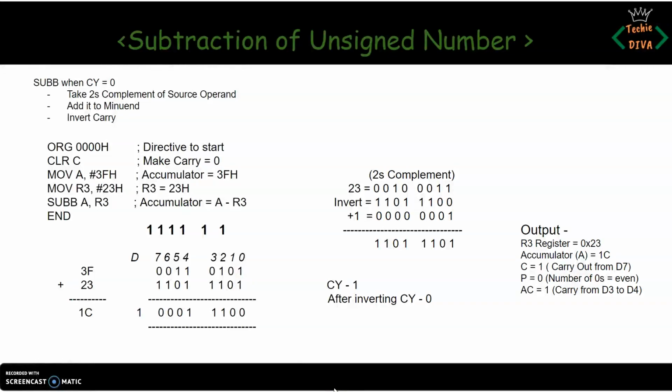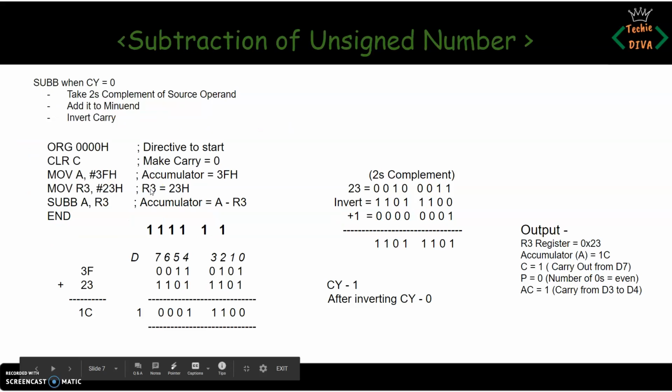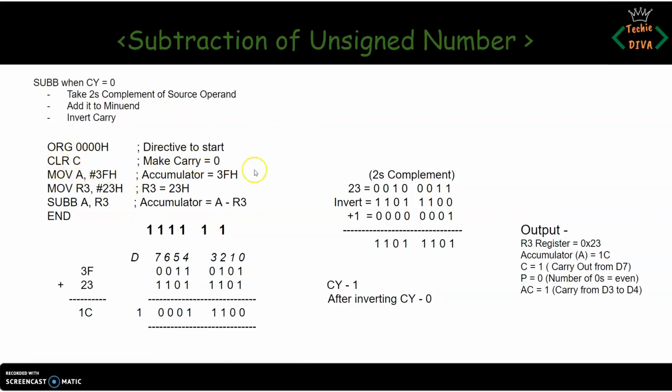We use a command called subtract with borrow, in which we take the 2's complement of one number and add it to the original number. For 2's complement, we need to invert the number and add 1 to it. So let us see what we are doing here. We are first making carry 0, and then we are moving 3FH into accumulator and 23H into register R3. Then we want to subtract 23H from 3FH, so we use SUBB A, R3.